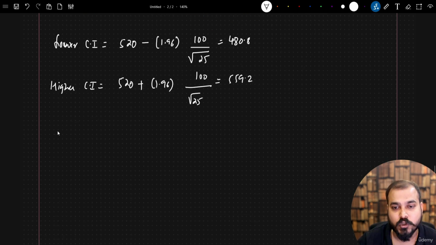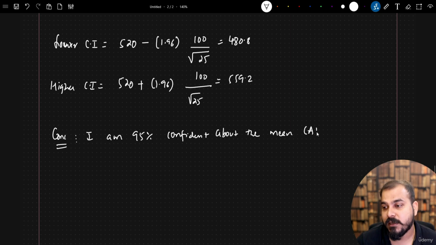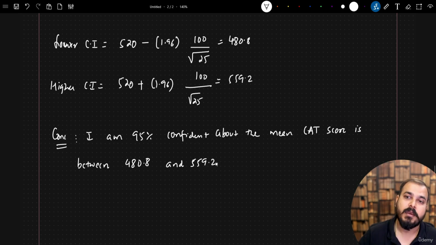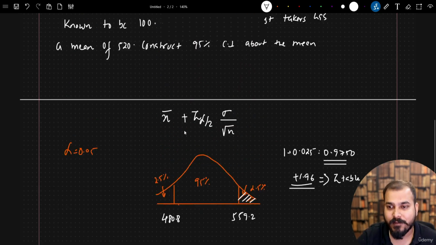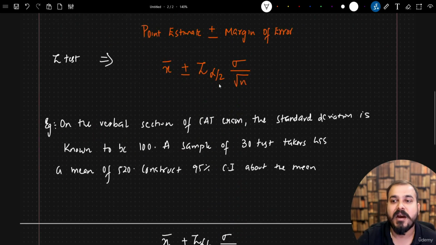So finally, in conclusion, I can say that I am 95% confident that the mean CAT score is between 480.8 and 559.2, right? So I hope you are able to understand this from using the confidence interval and margin of error. This specifically is the margin of error.